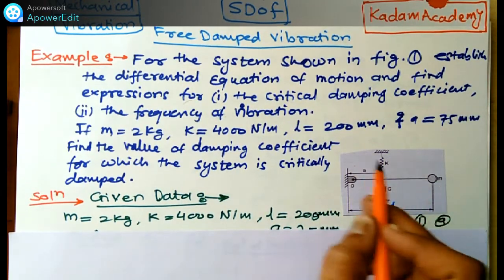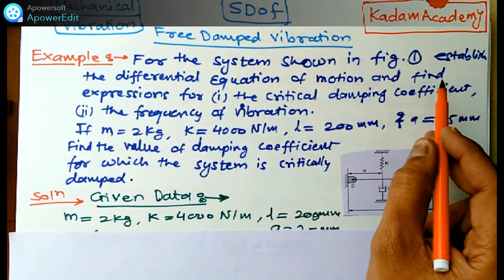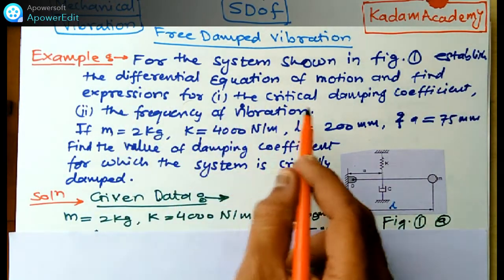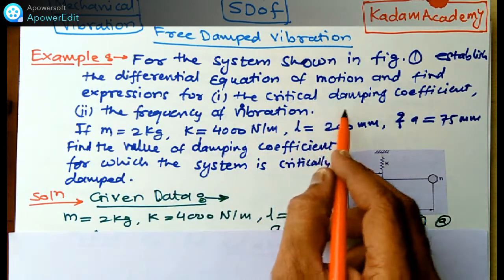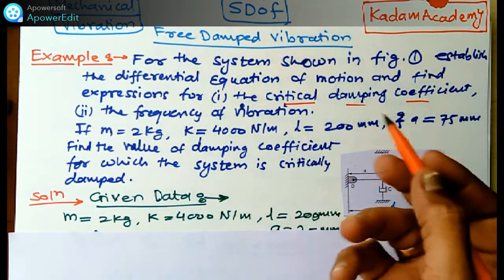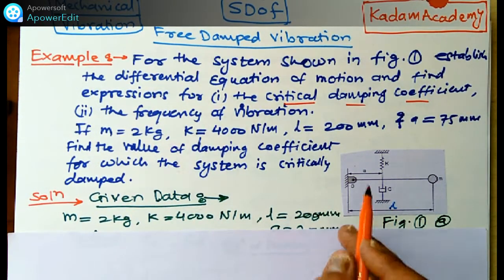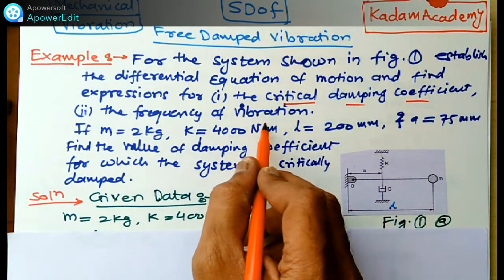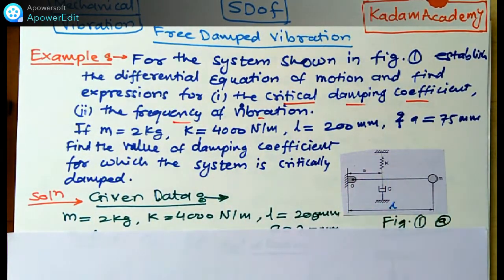What is given, let's read it. In this figure, for the vibrating system, we have to establish the differential equation of motion and find the expression for the critical damping coefficient. So what is the critical damping coefficient? We have to find out the expression. How to find that expression, we will see one by one. After that, we have to find the frequency of vibration for the system.